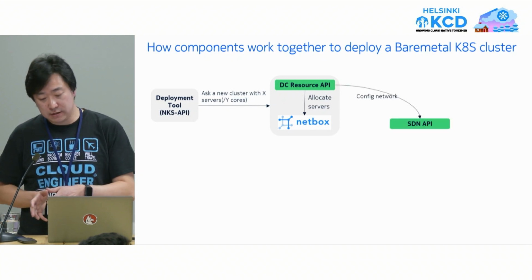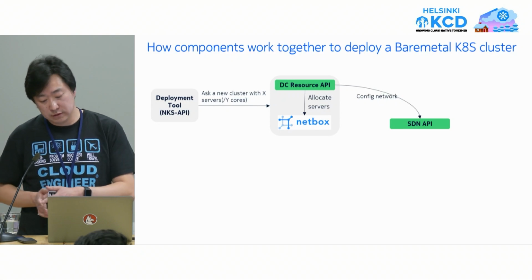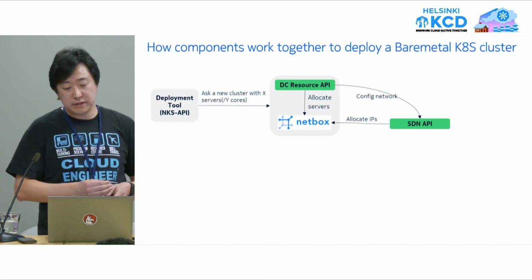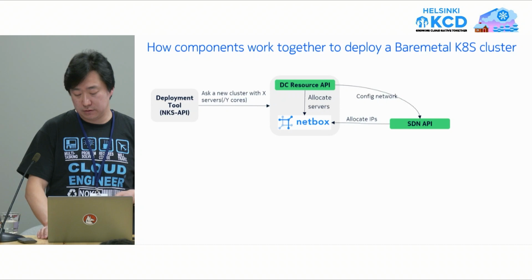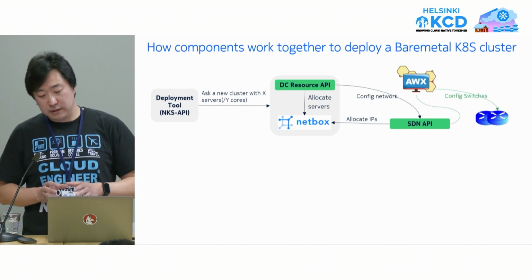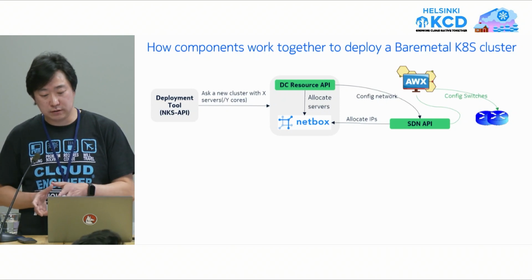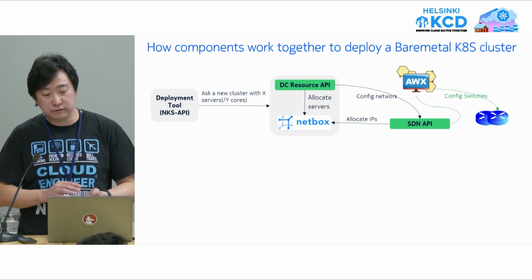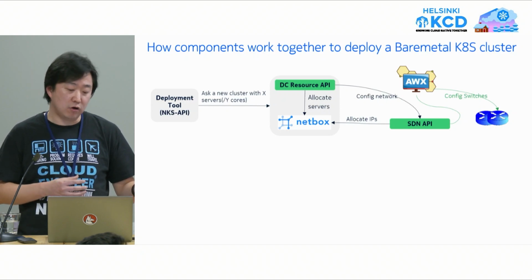Then it calls another abstraction API for our SDN, for our network. That one goes to Netbox and allocates the IPs from the pool for every allocated server. And in order to make them work, it calls the AWS job to configure the switch. By default, all the servers are powered off and the switch ports are disabled, so they are totally in an unallocated state.